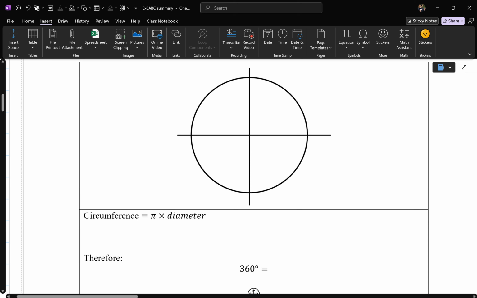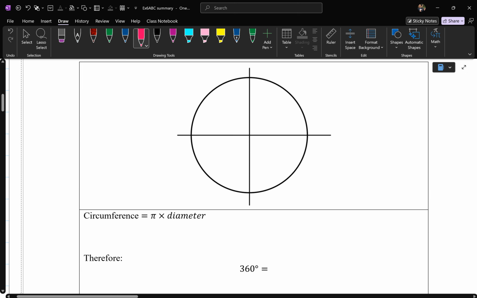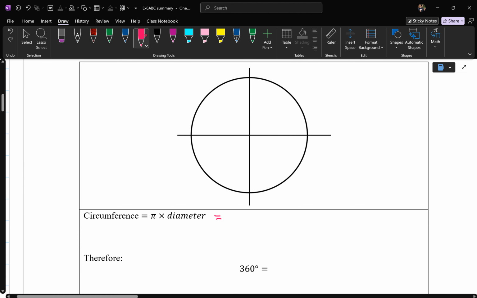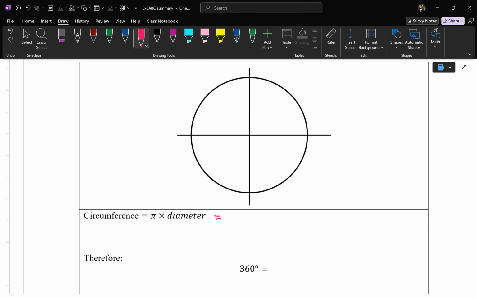When we're working with circles, back in year 8, you had the formula for the circumference: pi times diameter, or C is equal to pi d, pi times d, and 2 pi r, because the diameter is twice the radius, right? So 2 times pi times the radius is also giving you the circumference.